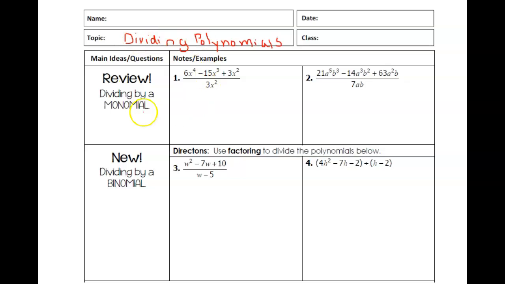So let's start off by reviewing what it meant to divide a monomial. This is when we simplify rational expressions. Go ahead and pause the video and simplify number 1 and 2. Simplify those rational expressions.